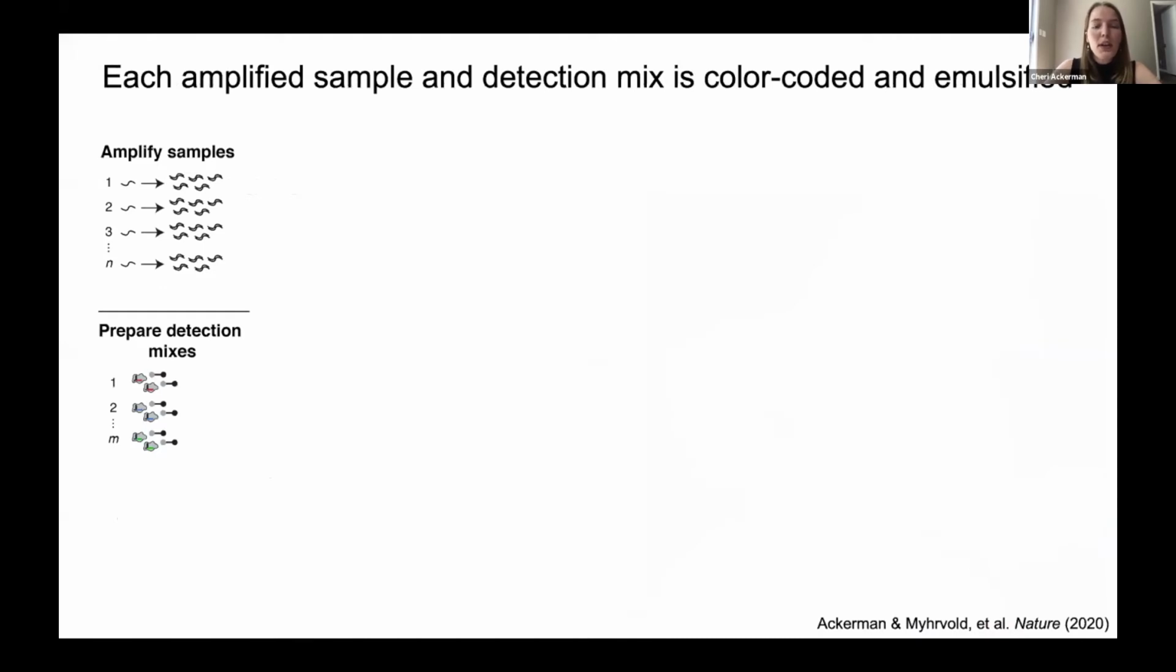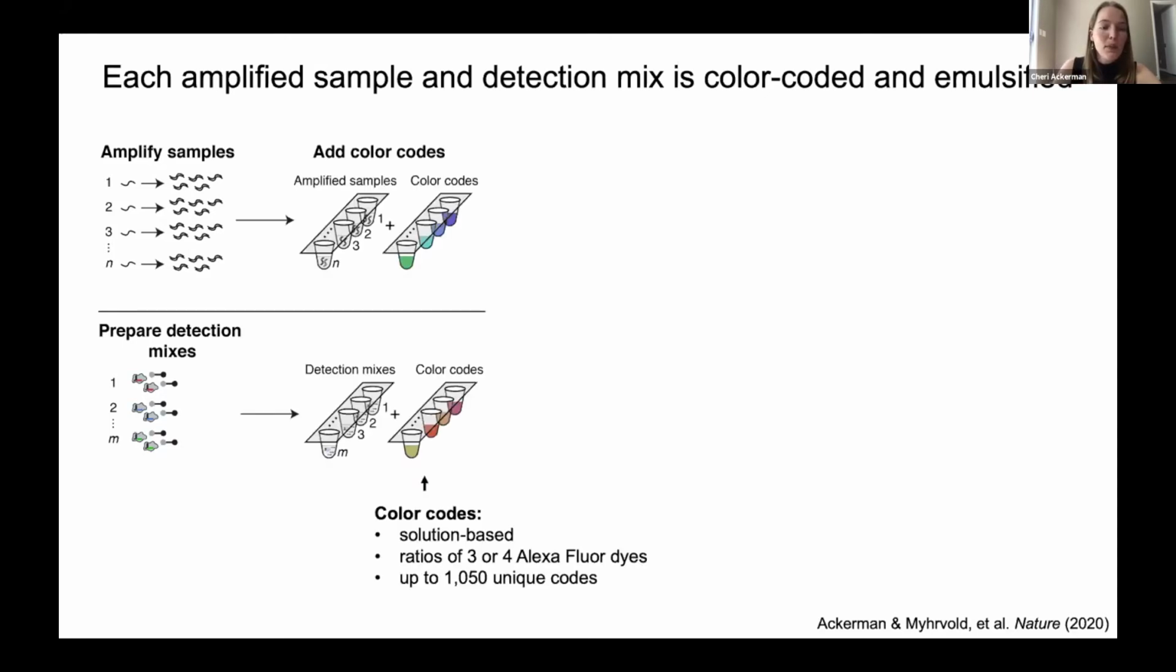So how does this work? We start by preparing the patient samples by isolating nucleic acid from the sample and amplifying it using multiplex PCR. And then we're preparing the detection mixes separately in parallel.